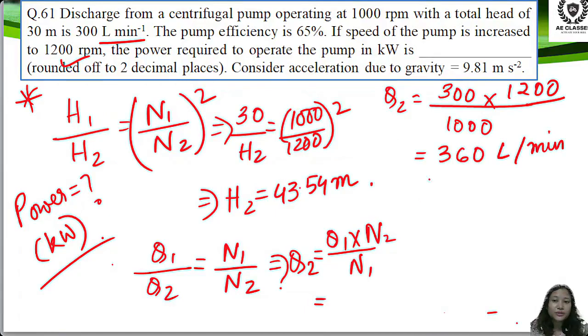Now if you convert it into meter cube per second, what will it be? 360 divided by 1000, isn't it? 1000 liter equal to 1 meter cube. And per minute, in seconds, it will be 60. Okay. So after conversion, it will give you 0.